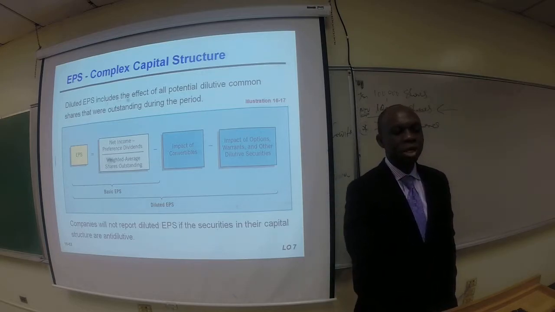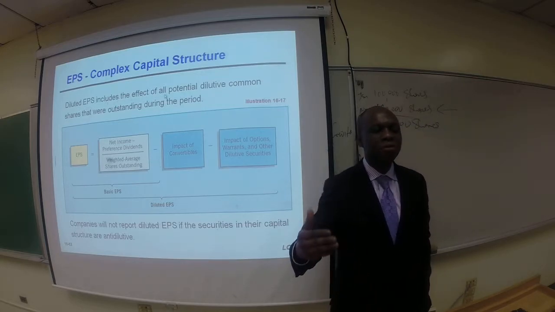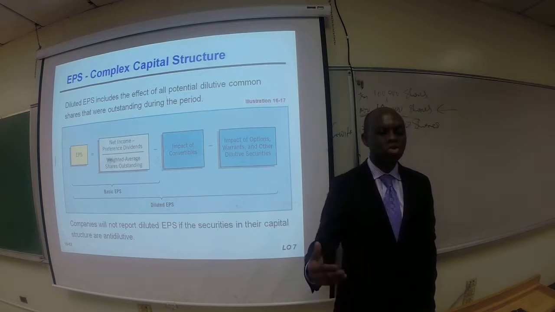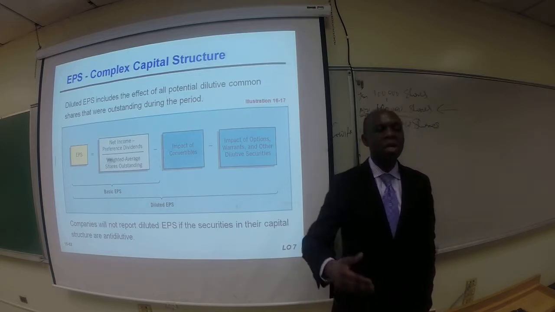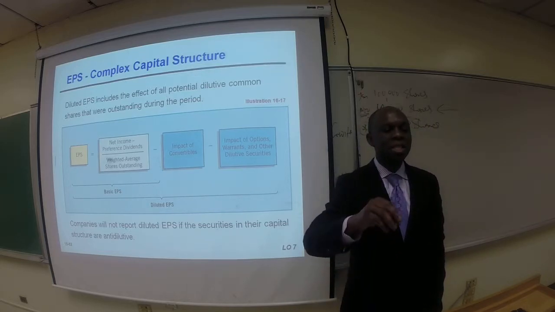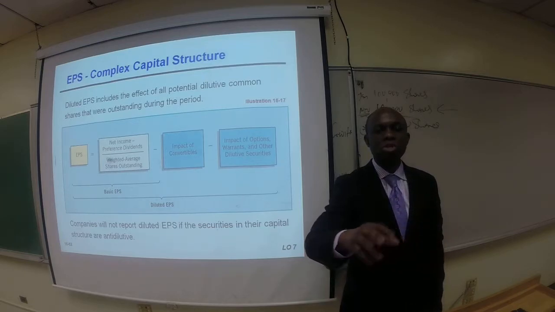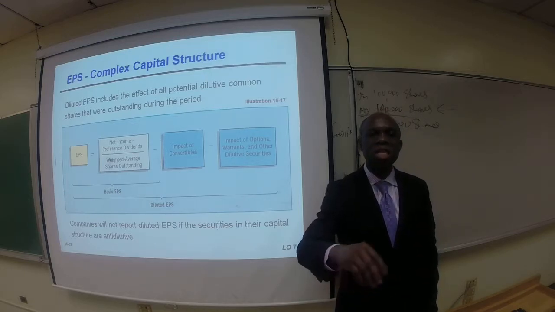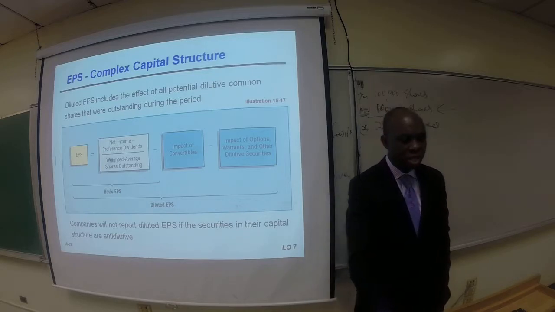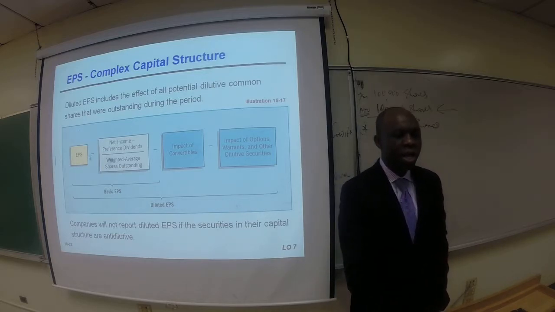Diluted EPS includes the effect of all potential dilutive common shares that were outstanding during the year. So what are we talking about here? So we are trying to determine the impact those convertible securities will have on EPS if they were actually converted. So here's the big formula.